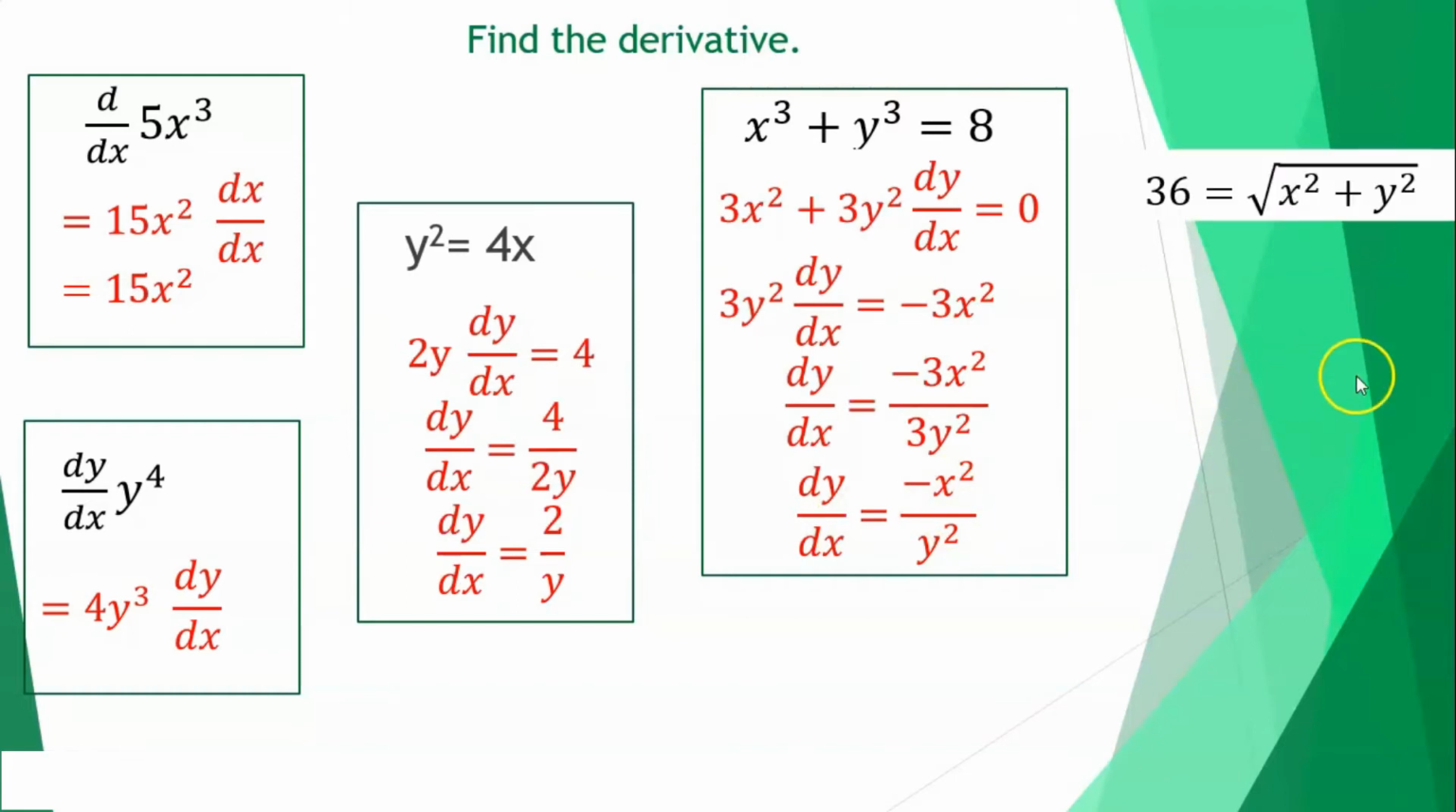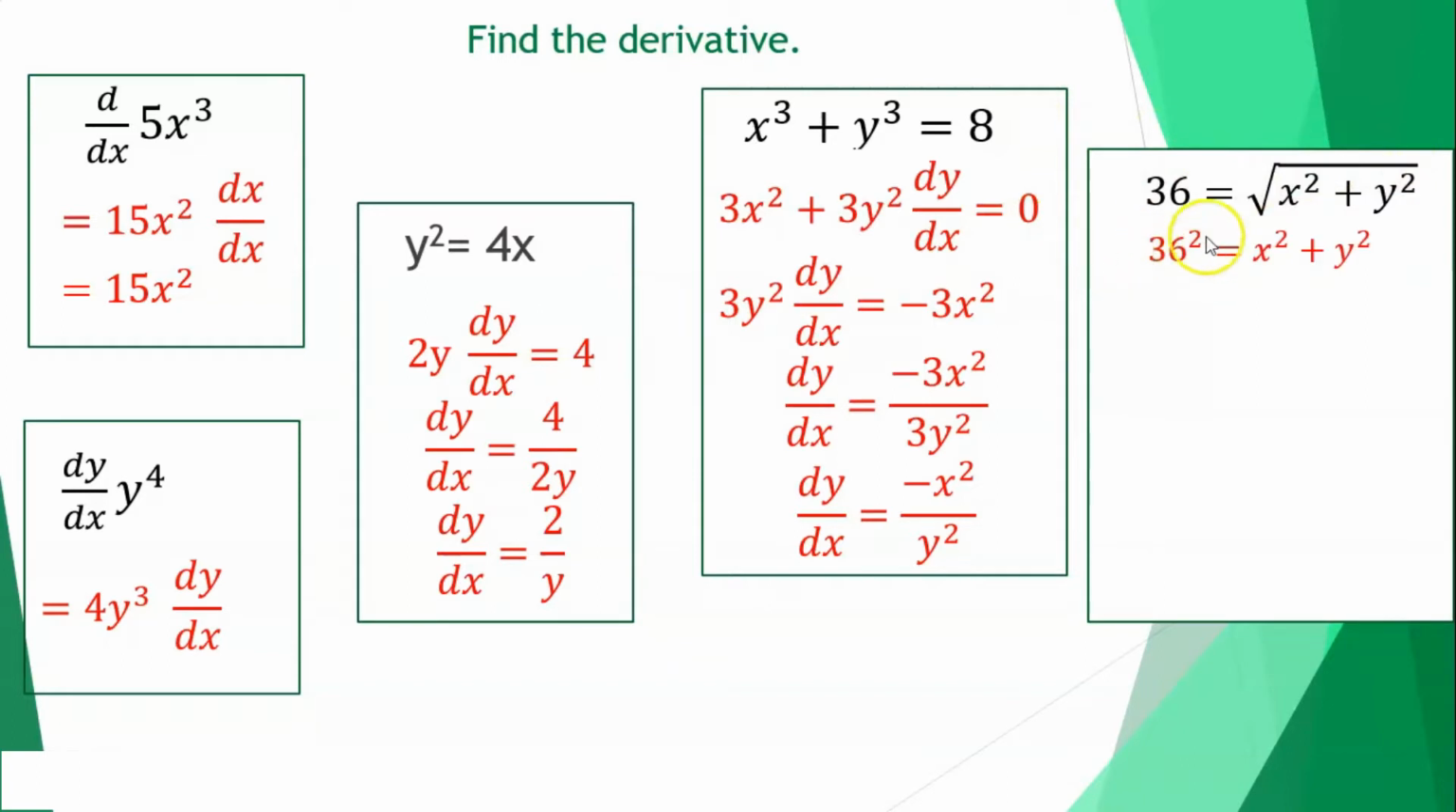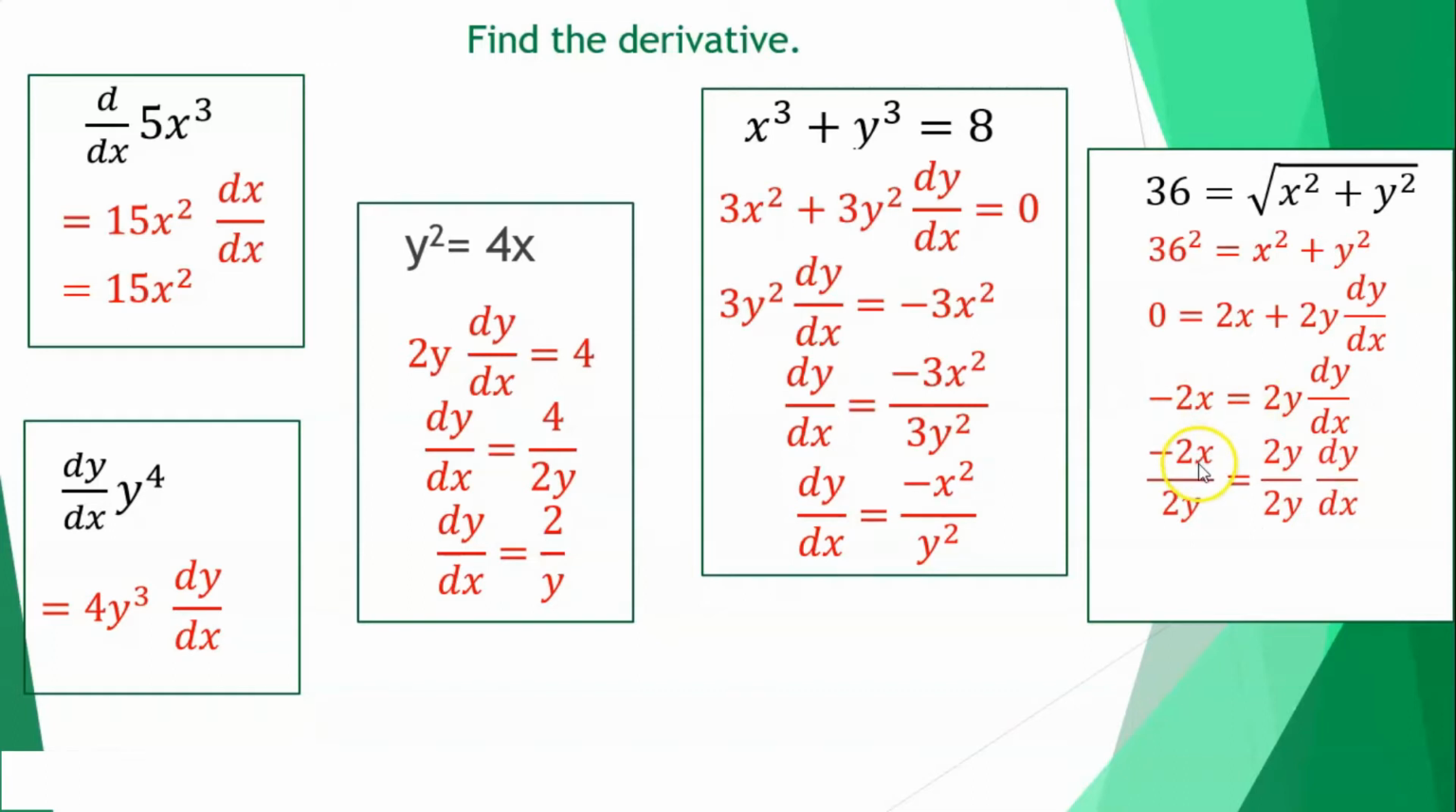Okay, another. Given this, find the derivative of 36 is equal to the square root of x squared plus y squared. Now in this case, in order to eliminate our radical sign, we have to square both sides. So this would become 36 squared. What is the derivative of 36 squared? That would be 0. The derivative of x squared is 2x, and the derivative of y squared would be 2y dy/dx. At this point, transfer 2x to the other side, and divide the entire equation by 2. So our final answer here is negative x over y is equal to dy/dx.